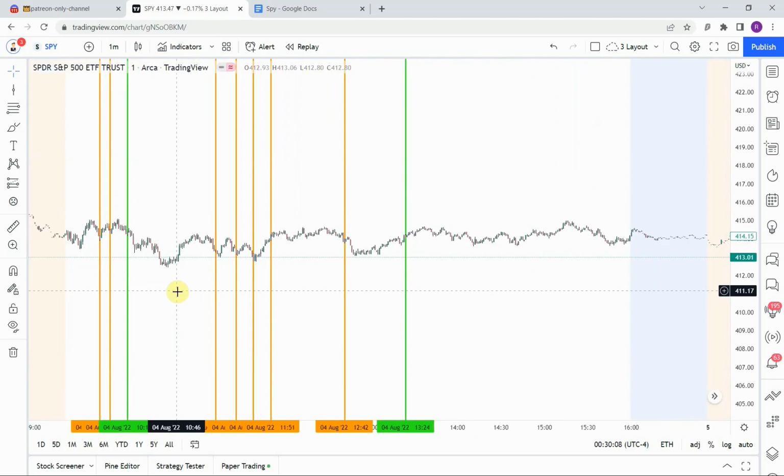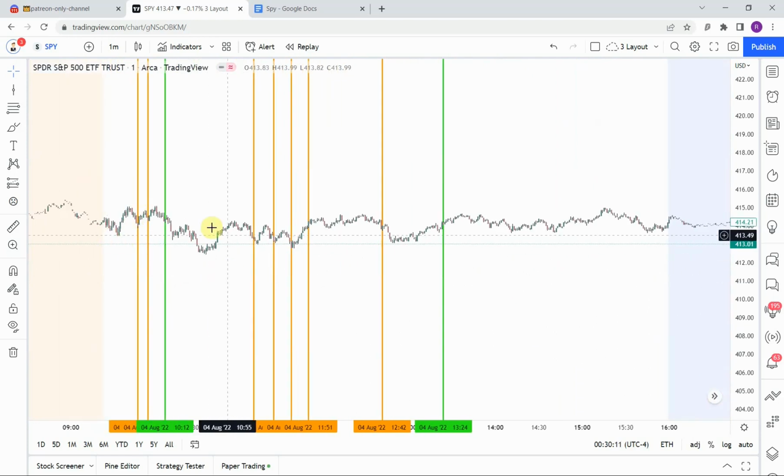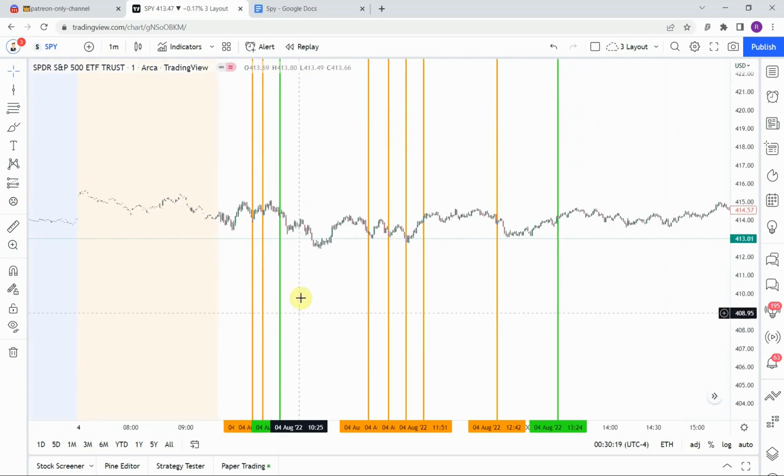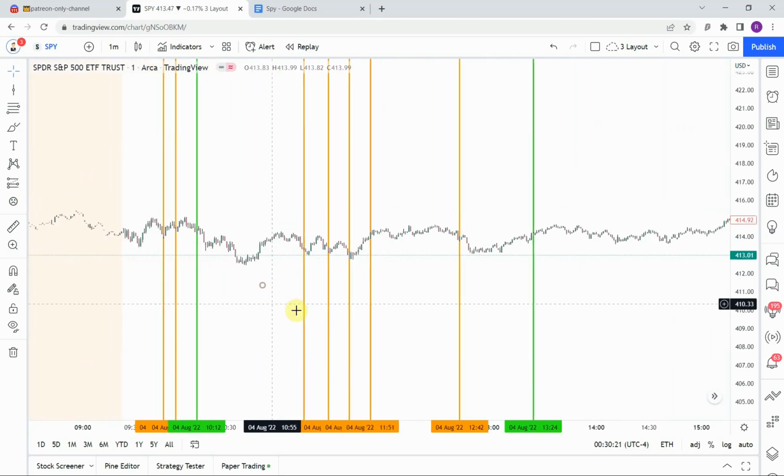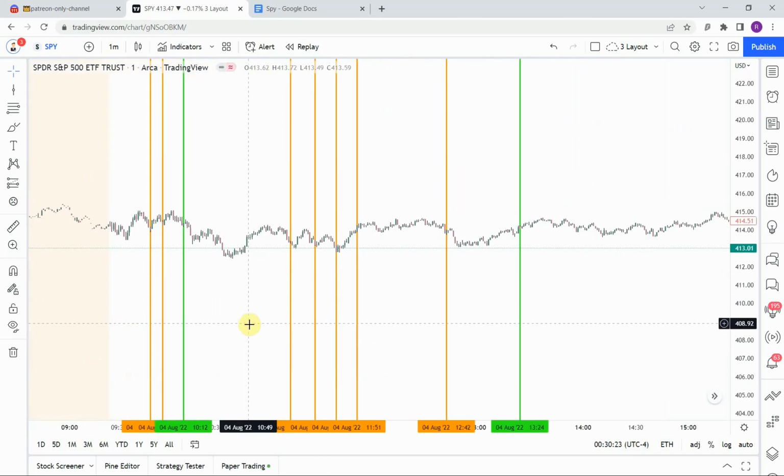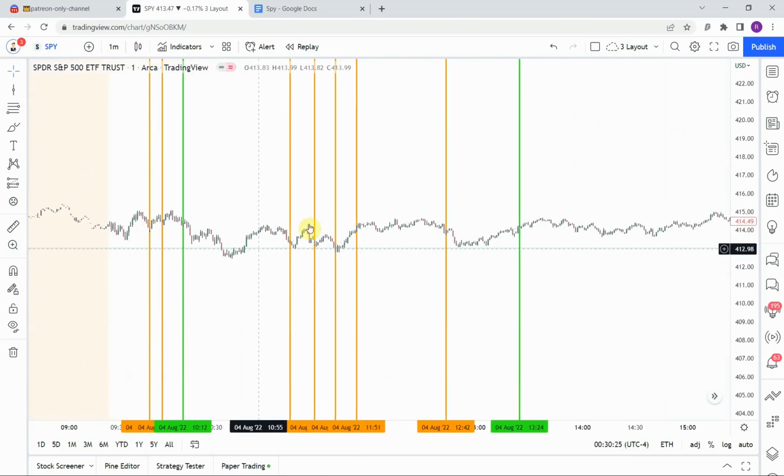So basically the market didn't move hardly at all. It just stayed right in this real tight range, bouncing up and down. Every time I thought it was breaking out to one side or another, it just kept eating me up, and I kept taking a full stop on each of these positions. Each of these orange markers is a full stop.